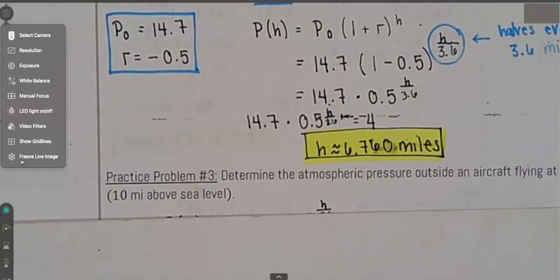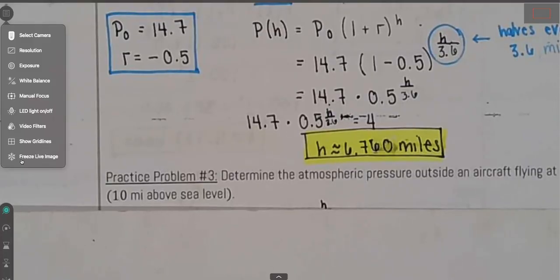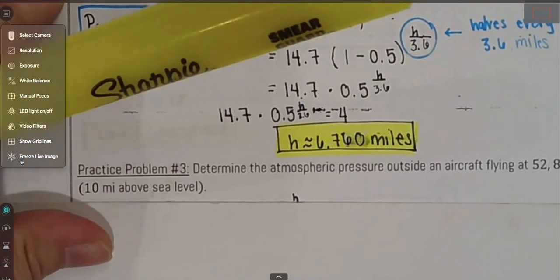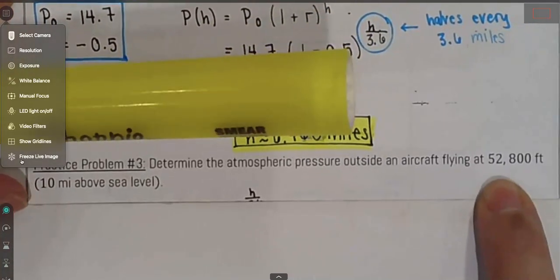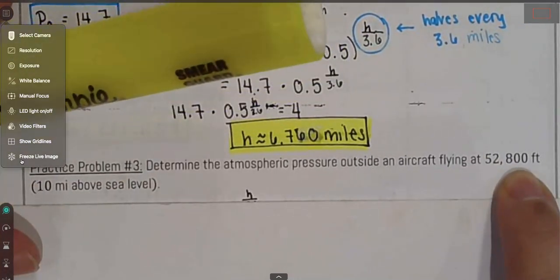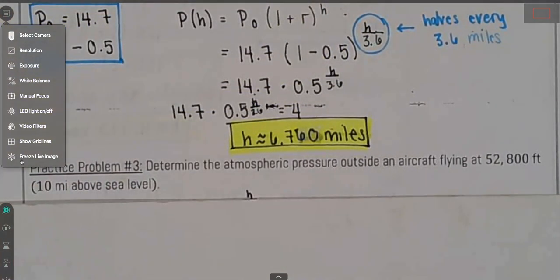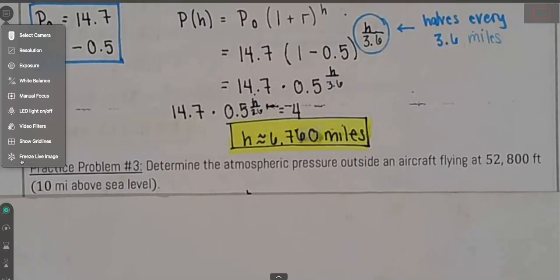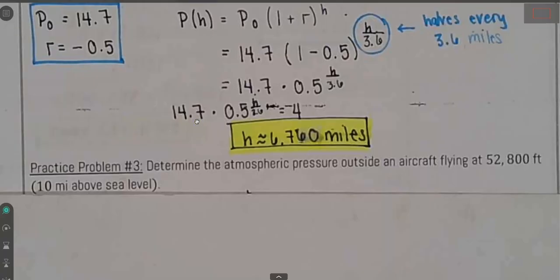Okay. All right. Practice problem number 3 says determine the atmospheric pressure outside an aircraft flying at 52,800 feet, which is 10 miles above sea level. Do you guys feel like you can do that? Okay. Go ahead and solve. When you have your answer, hold up your board. This time you're plugging stuff in and solving for P.